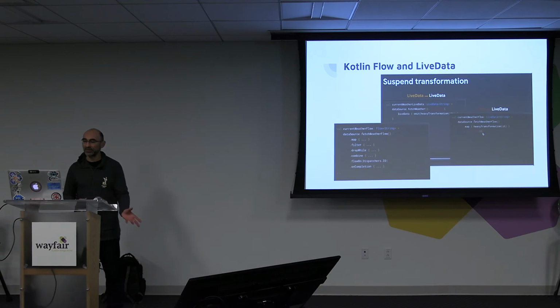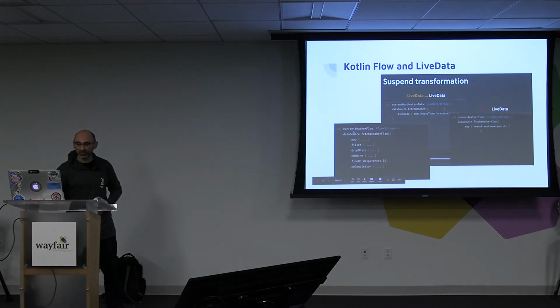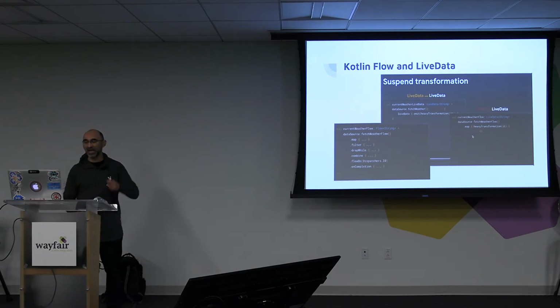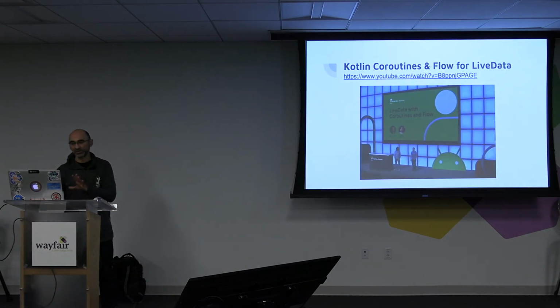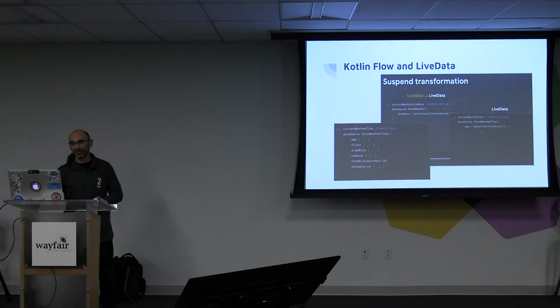So you go to your data, and you get a flow from that data, and you can do all sorts of transformations on it, and then when you're done with the transformations, you can just say as live data and just use it as live data. It makes working with data just absolutely a pleasure, and Kotlin Flow is the key that allows this to work. And this talk gets into a lot more detail on how all that works.